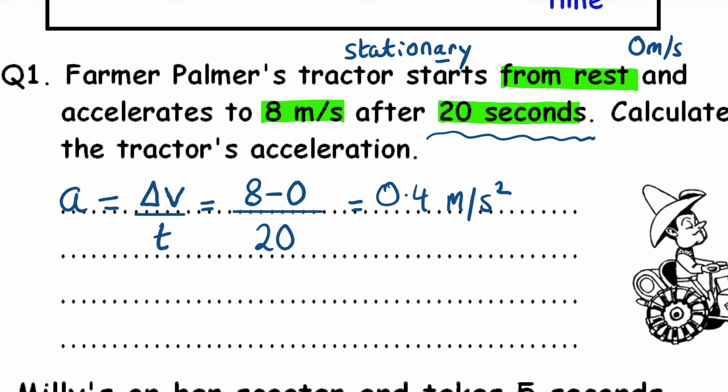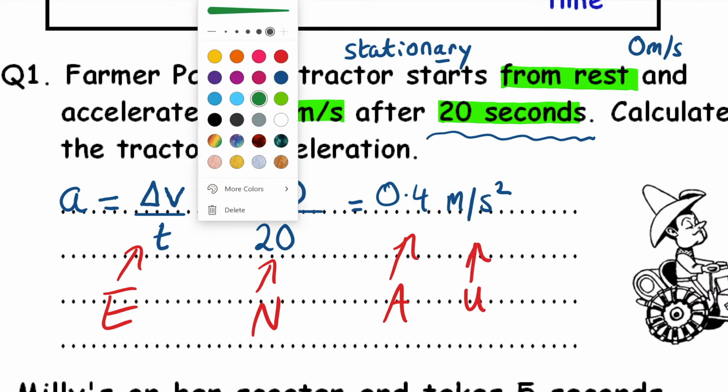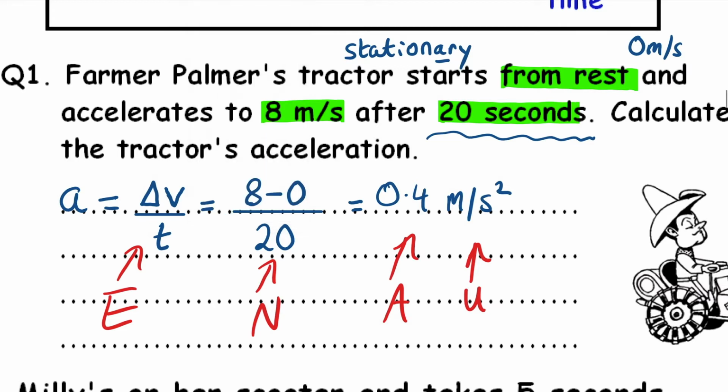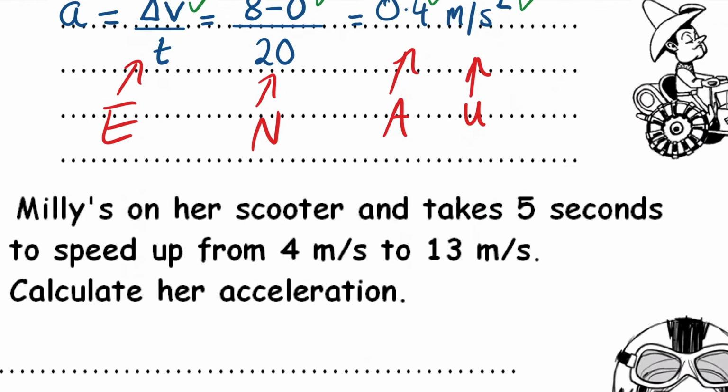Quick recap then. Equation, number, answer, units. That's how you get your full marks. So you get a mark for each: equation, number, answer, units. Okay, let's look at question 2.